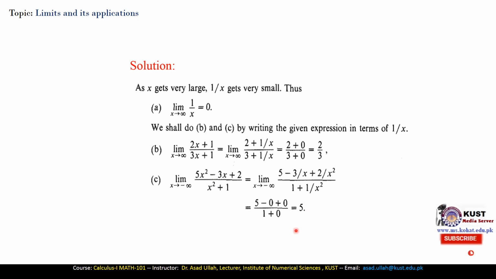Here we discussed the infinity by infinity form. So what we do in the infinity by infinity form is take common out the highest degree variable from the denominator and also from the numerator, and then after simplification and applying the limit, we will get the required result.